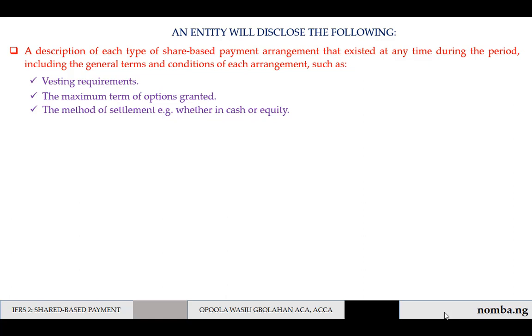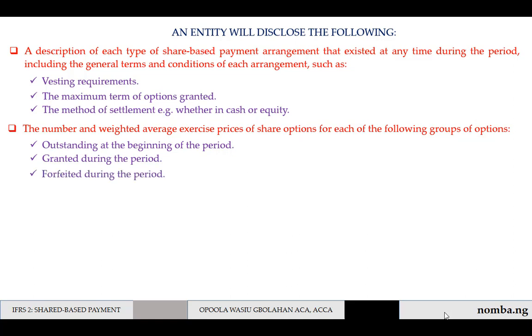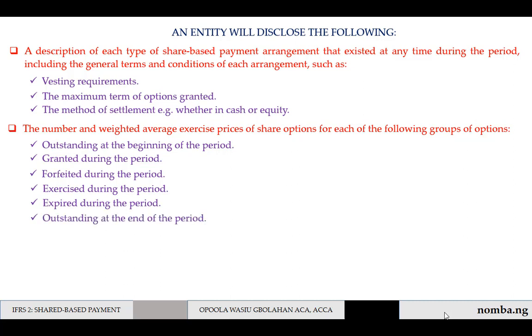And also, the number and weighted average exercise price of share options for each of the following groups of options: those outstanding at the beginning of the period, those granted during the period, those forfeited during the period, those exercised during the period, those that expired during the period, those outstanding at the end of the period, and those that are exercisable at the end of the period.